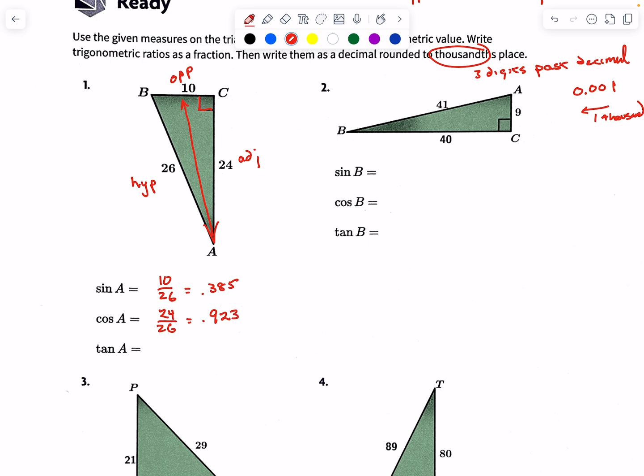You may wonder why they're obsessing over 10, 24, 26. There's only a few triangles where all 3 sides are whole numbers. They're called Pythagorean triples. 10 squared plus 24 squared is 26 squared. It's a larger version of a 5, 12, 13 triangle, so it'll have the same trig functions.